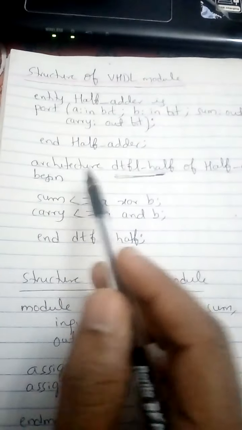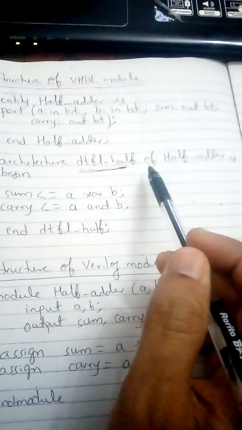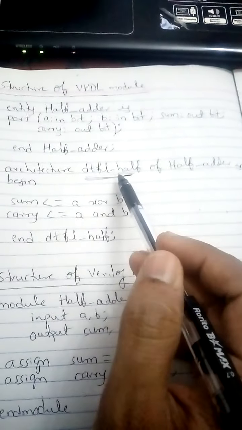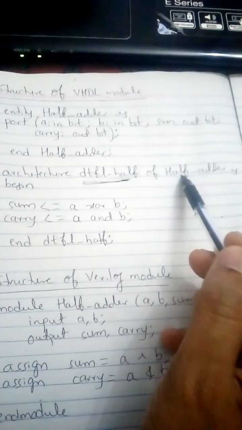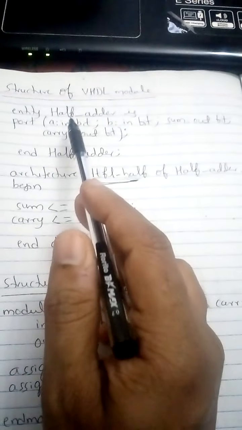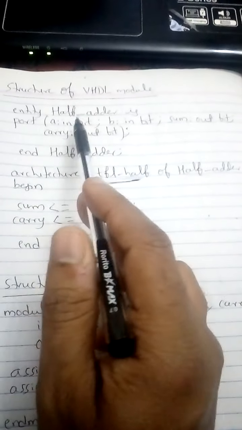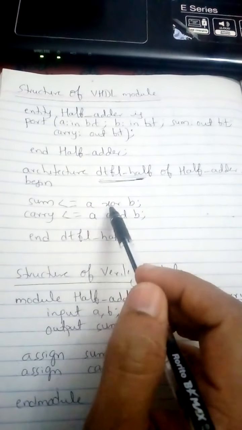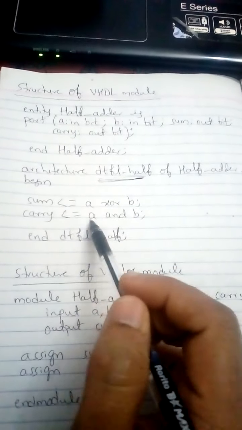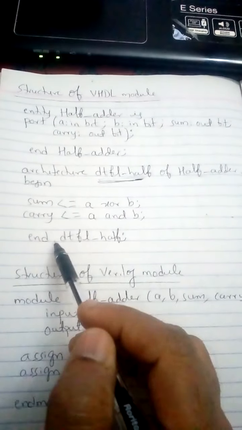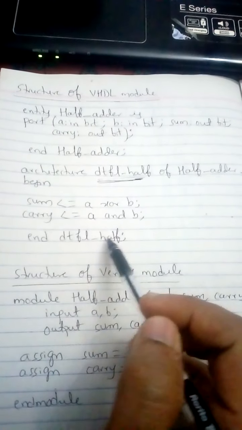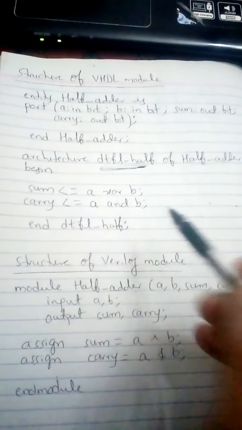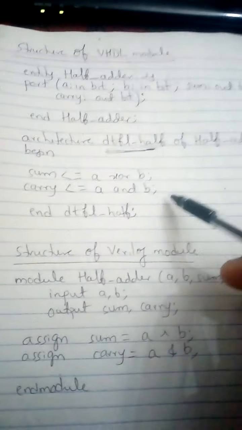So after architecture, "of half adder" means I am connecting the architecture to the entity name. Half underscore adder is the entity name; we started with the entity name as half adder. So half adder is begin, sum less than or equal to A XOR B, carry less than or equal to A and B, then end the architecture, that is DTFL underscore half. Okay, so this is about the VHDL code.